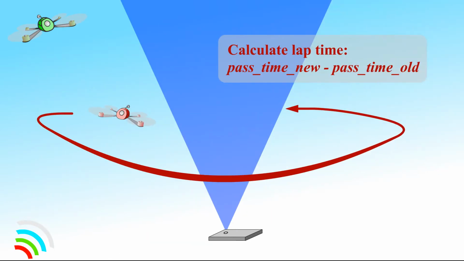Finally, in the last step, it's fairly simple. You can just calculate the lap times based on the old time and the new time, and there you are, you have your lap time. So actually no magic happening here.